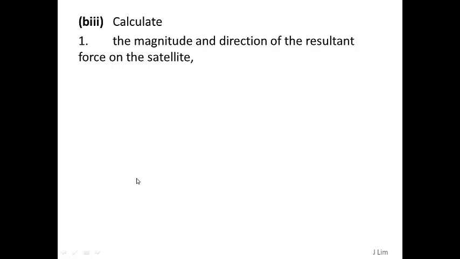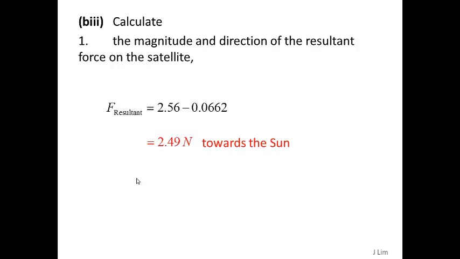Calculate the magnitude and direction of the resultant force on the satellite. So the resultant force is given by 2.56 minus 0.0662. So that will give us a resultant force of 2.49 Newton towards the Sun.